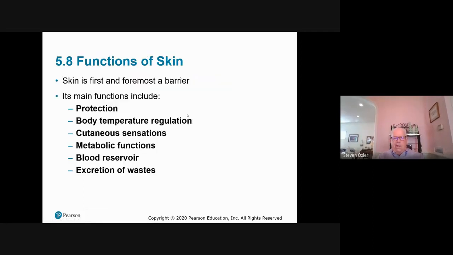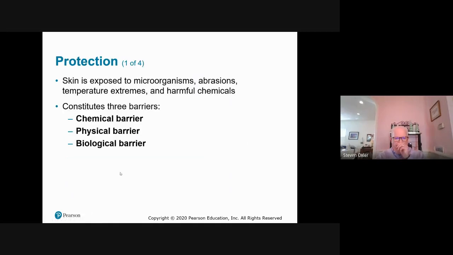So what are the functions of skin? Well, first, it's a barrier, but it also has 6 basic functions: protection, body temperature circulation, cutaneous sensations, metabolic functions, blood reservoir, and excretions of waste. Protection. Protection is in three barriers. There's a chemical barrier, a physical barrier, and a biological barrier.